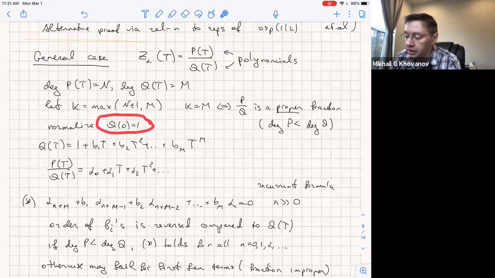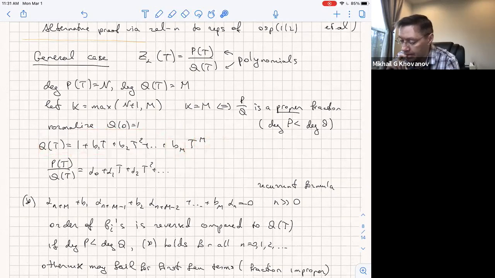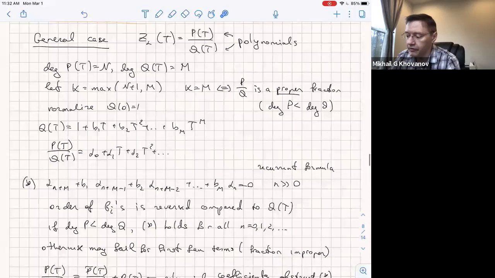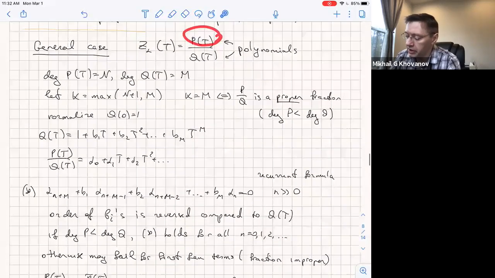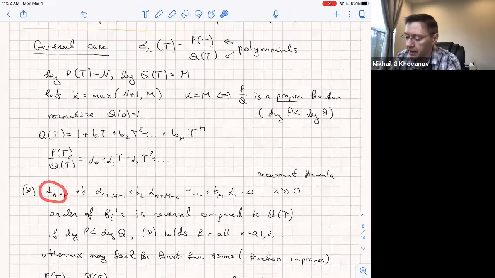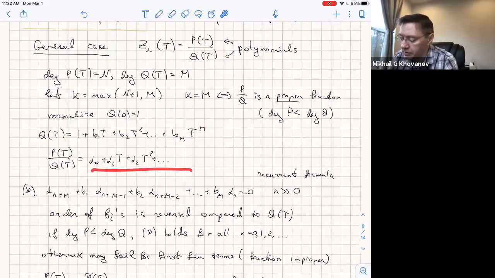We can normalize so that Q of 0 is 1. And Q has this form: polynomial Q is 1 plus other terms with some coefficients up to degree M. And again, P over Q is this rational function, this power series. So now with these coefficients betas for Q, we can check that for any P given Q, we'll eventually have this recurrent relation on alphas. The alphas are in the numerator, the Q is in the denominator, and we expand. So you can check that alphas will have this relation.